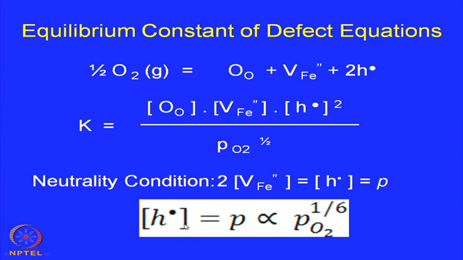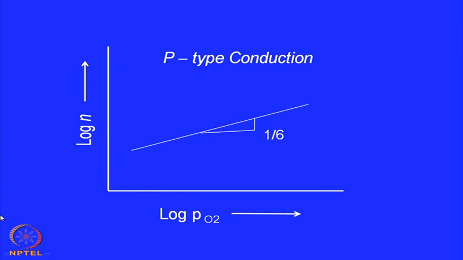and also the concentration of this vacancy, because this is related by this: number of holes is equal to twice the number of iron vacancy. So both the number of holes as well as the iron vacancy is proportional to PO2 to the power 1/6. So higher the PO2, higher will be the concentration, and that can be shown here. If you make a log plot.